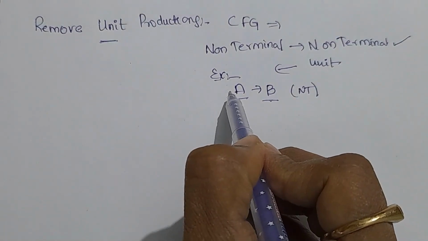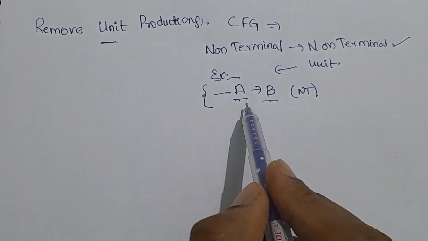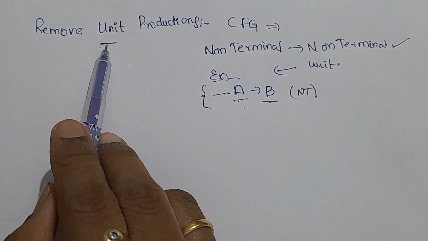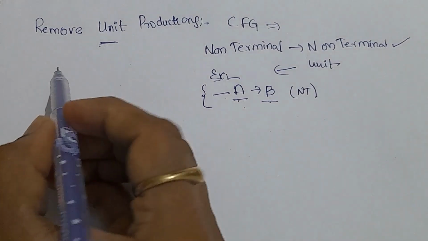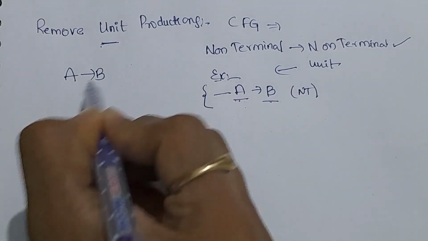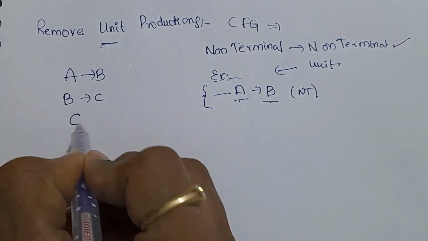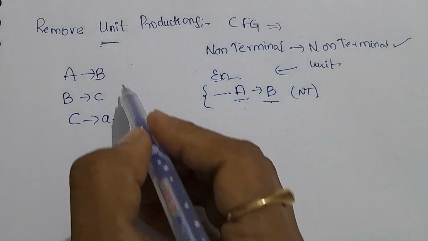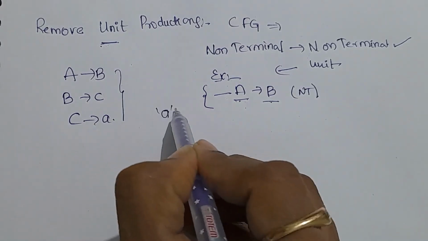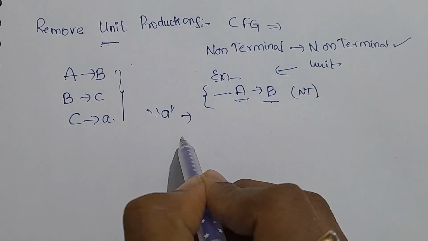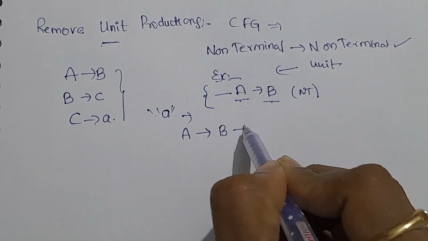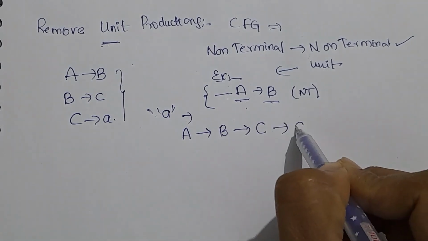Whenever a context-free grammar is given, they ask you to eliminate unit productions. Why do we need to eliminate unit productions? The main reason is that, suppose in a given grammar we have productions like A tends to B, B tends to C, where C is deriving small a. In this case, if I want to derive one particular string, I need to go for A, later go for B, from B derive C, and from C derive small a.